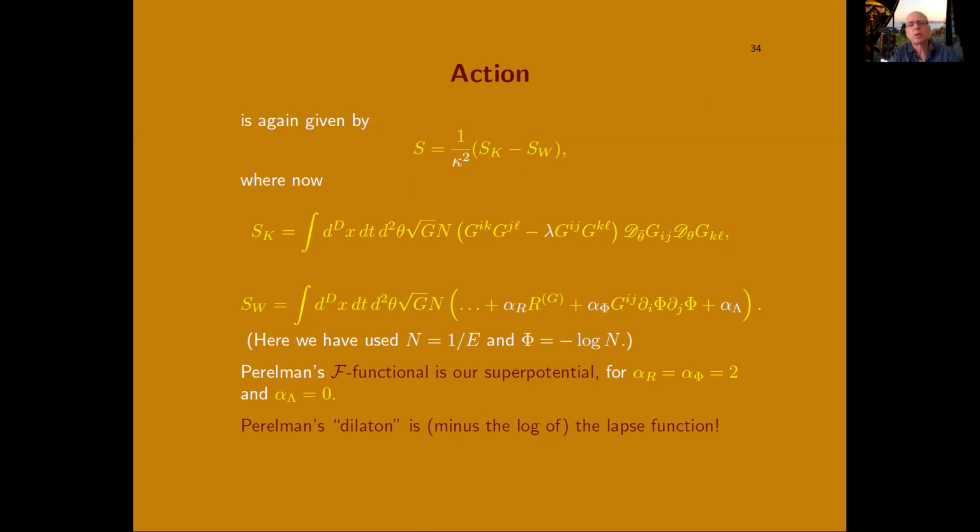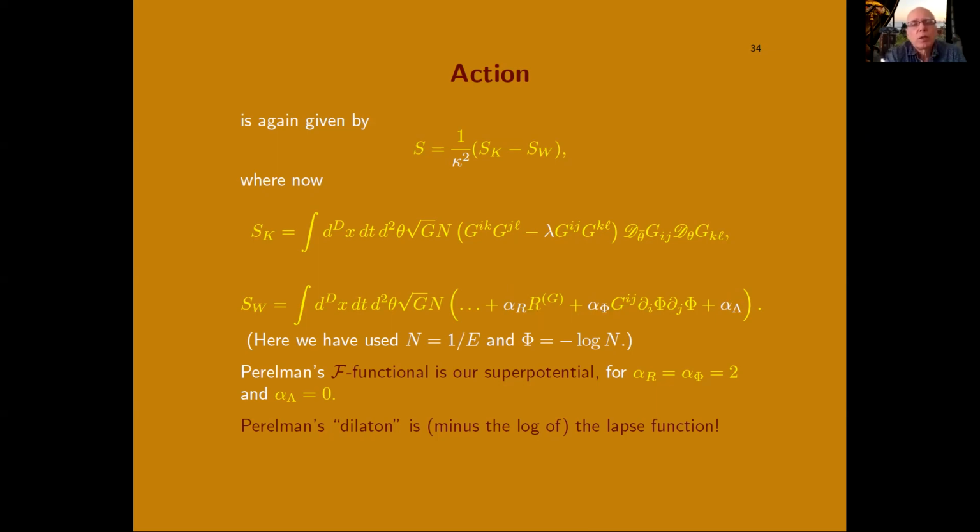We were surprised and pleased that in order to make contact with Perelman, we do not have to introduce some arbitrarily randomly chosen extra scalar field phi. Instead, we have automatically in the four-dimensional or D plus one dimensional space-time geometry, we have the lapse function, and the log of the lapse function plays the role of Perelman's dilaton, modulo how you choose these couplings. For us, these couplings are unconstrained. They would lead to whatever localization equations they lead to. They'll generalize Perelman's equations.